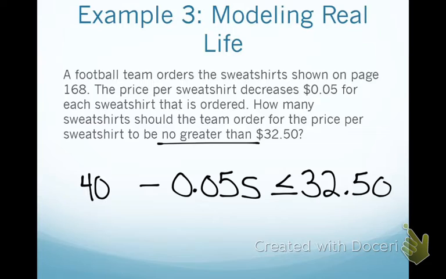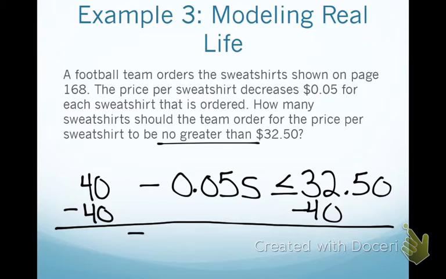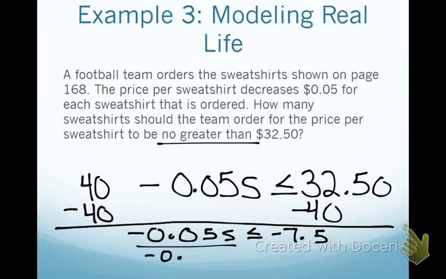And what would I do first? Subtract 40 from both sides. And now I have negative 0.05 S is less than or equal to negative 7.5. All right, and what would I do to both sides now to solve for S? Divide by negative 0.05, both sides.